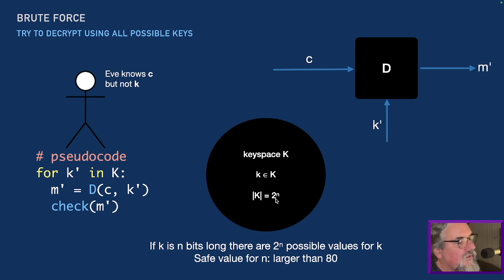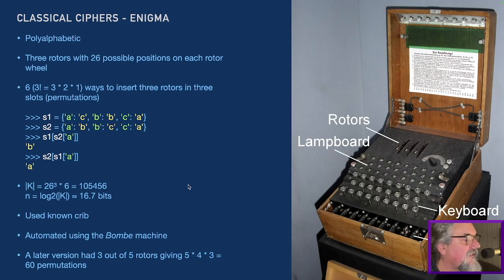So there were only 2 to the power of 16 possible ways to start the rotors, the initial rotor positions, if you had 3 wheels. Actually, if we go back, in the later variation everything was the same, but instead of 3 rotors, they had 5 rotors. So now it's 5 times 4 times 3 different ways to insert these 3 rotor wheels. So instead of 6 different ways, it's 60 different ways. So they increased the key space tenfold just by increasing the number of rotors from 3 to 5.